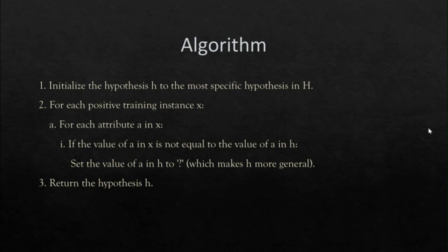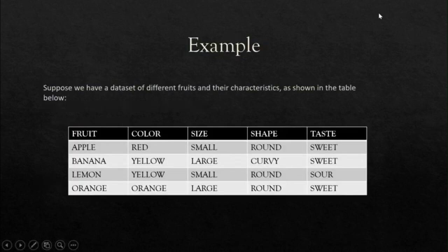So after processing all positive instances, the final hypothesis H is returned, which represents the most specific hypothesis that fits all positive instances in the training data set. So next we have this example. In this example, we have a data set of different fruits and their characteristics, including their color, size, shape, and taste. So the goal is to learn a hypothesis that can correctly classify a new fruit as sweet or sour based on its attributes.